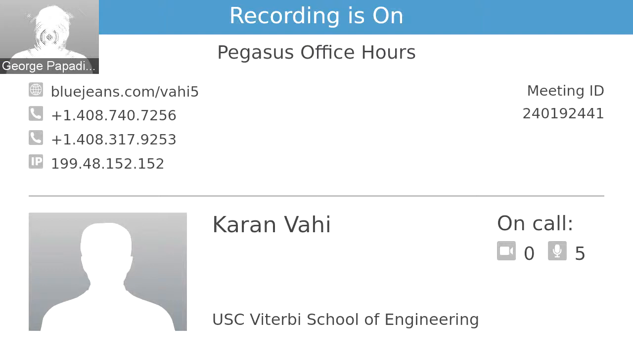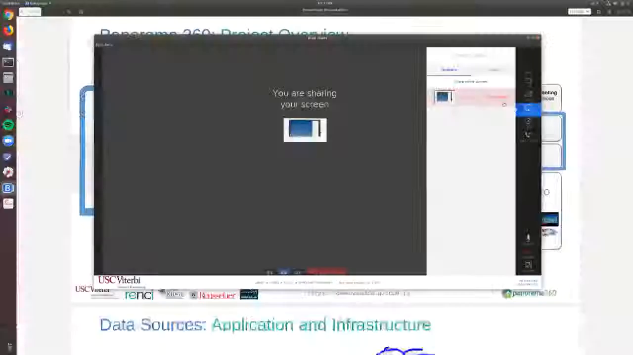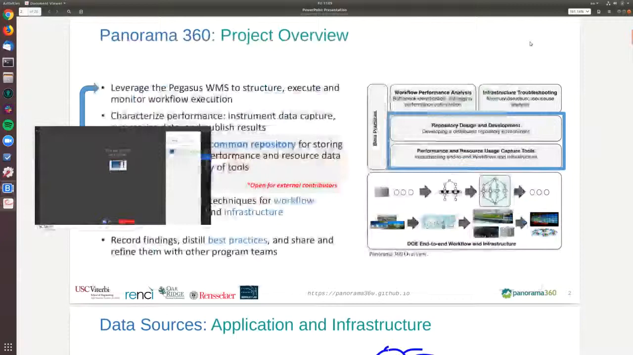So, Panorama 360 is a research project in collaboration between USC ISI, RENCI, Oak Ridge National Laboratory, Rensselaer, and the Berkeley Lab. George, you're not sharing right now. Oh, I'm not. Somehow it got turned off. Okay. How about now? Yep, perfect. Thank you. Okay. Something happened with the recording. Okay. It's still on?